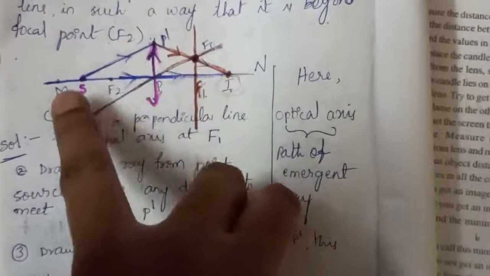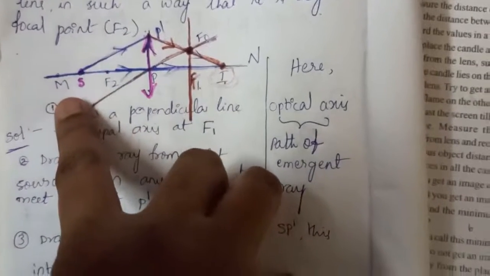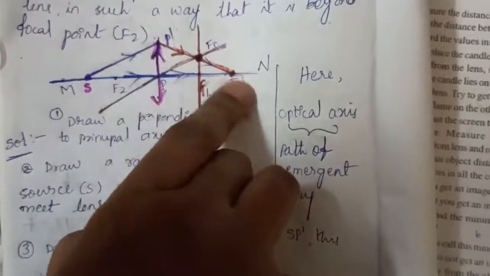So this I is the image of S, and SP dash is the refracted ray to SP. I think you got this, children. Therefore I is the image point for the point object. Children, I think you got clear information on how to draw refracted rays for the different incident rays. So we know situations 1, 2, 3 and 4.